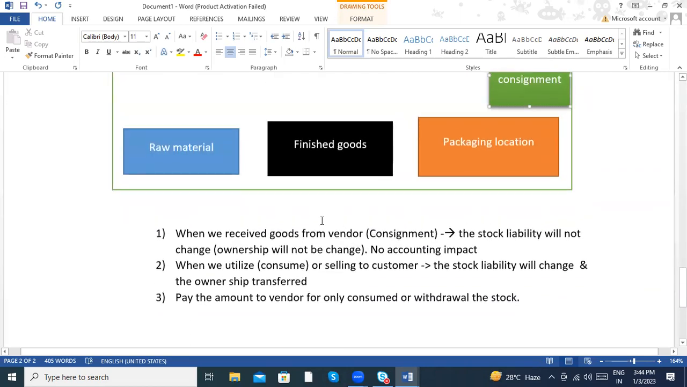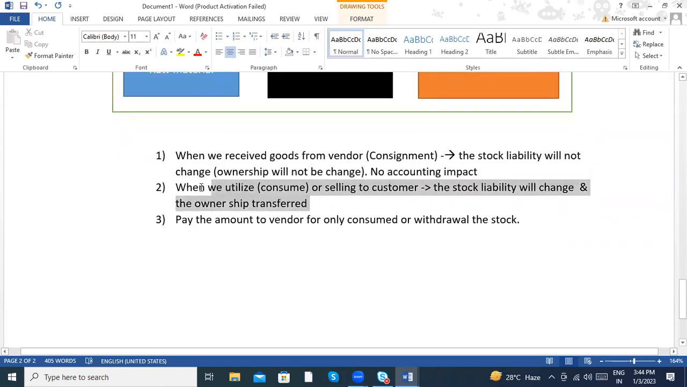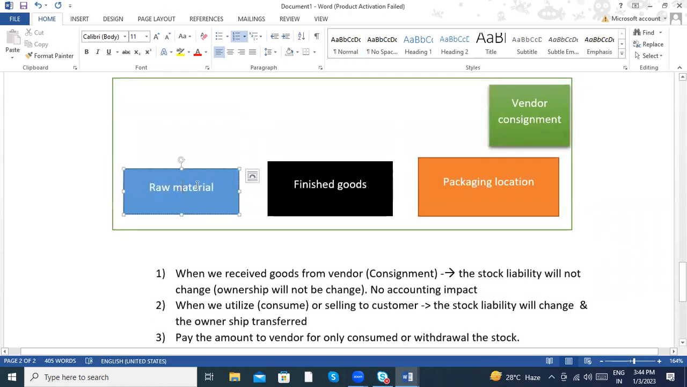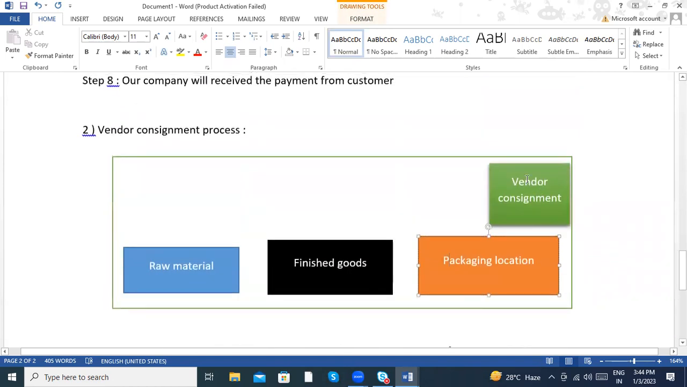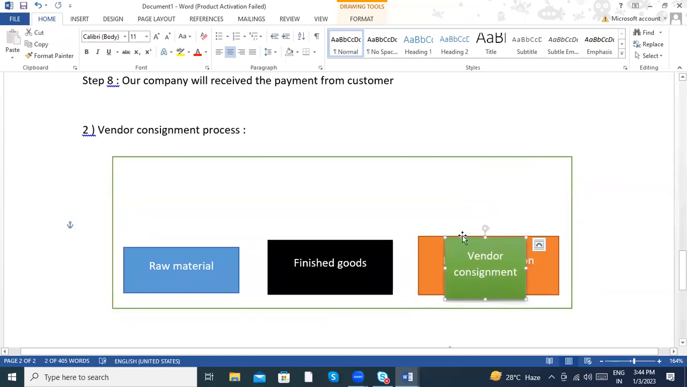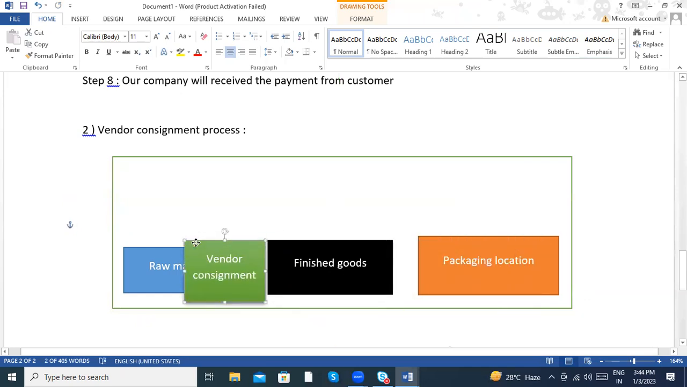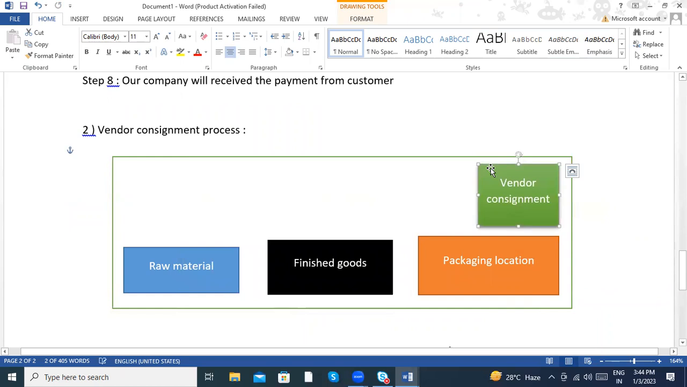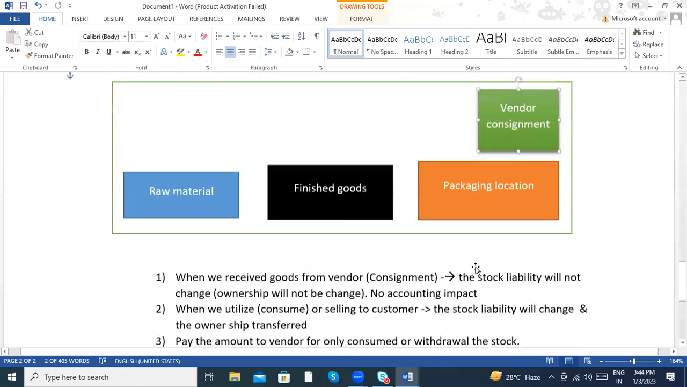If it comes to my own stock, then the stock ownership will also be changed. This is my location, physically all my location, but the stock is vendor consumer stock. When they are ready to move the stock to my own stock, it will be added directly to finished goods, packing finish, or raw material, and then the ownership will change. Until then it is a separate vendor stock. Clear?